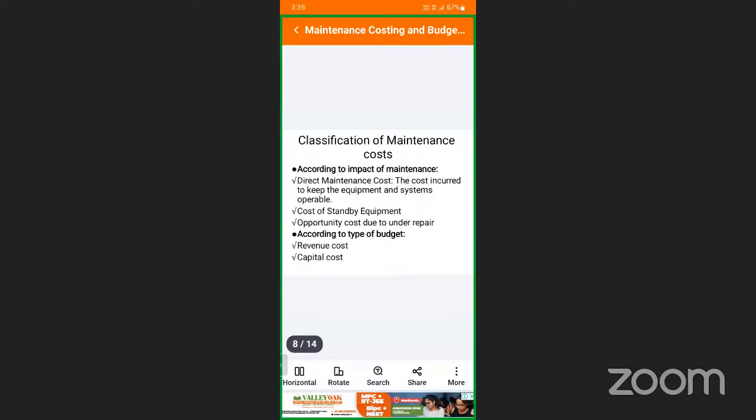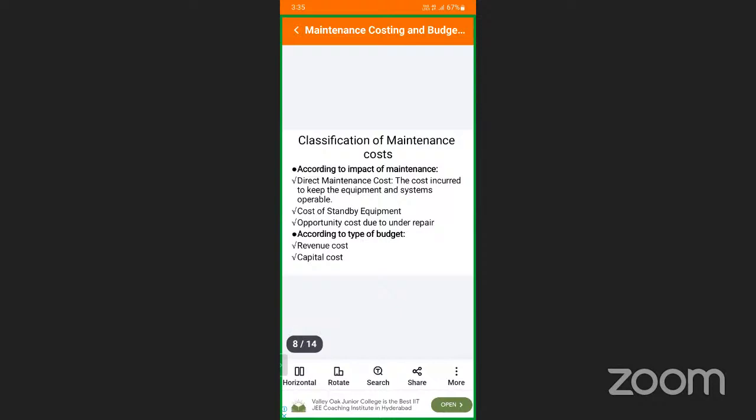According to impact of maintenance. What is the impact of the maintenance? When we go for the maintenance, we are incurring direct maintenance cost. For repairing, we are incurring some cost. For maintaining, we are incurring some cost.